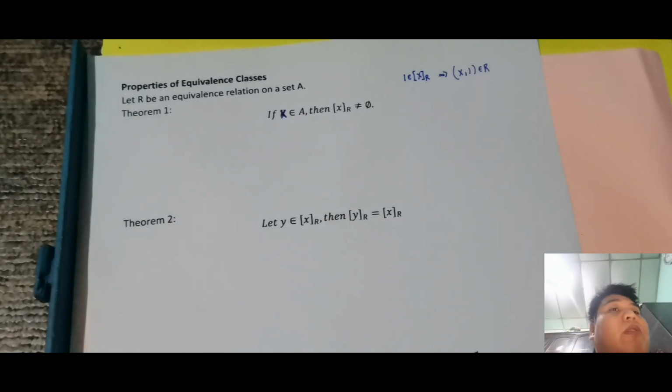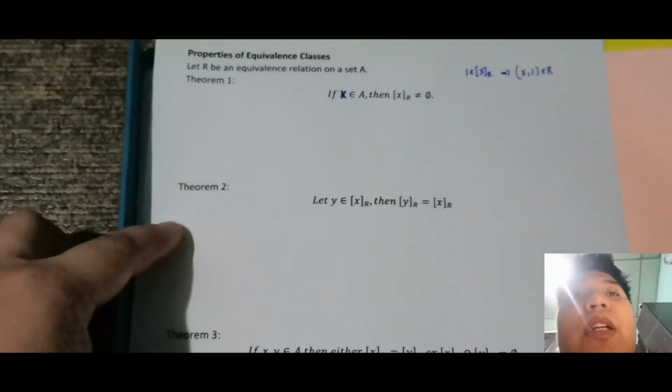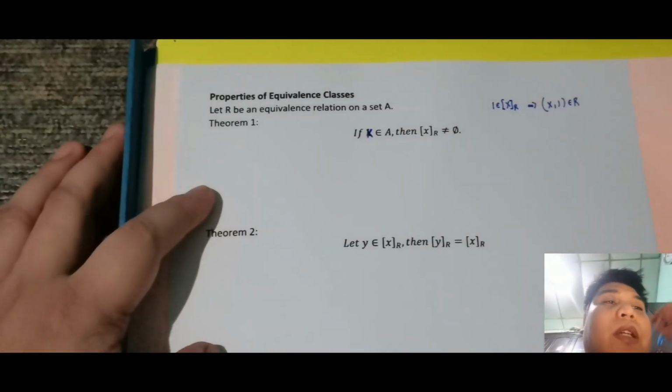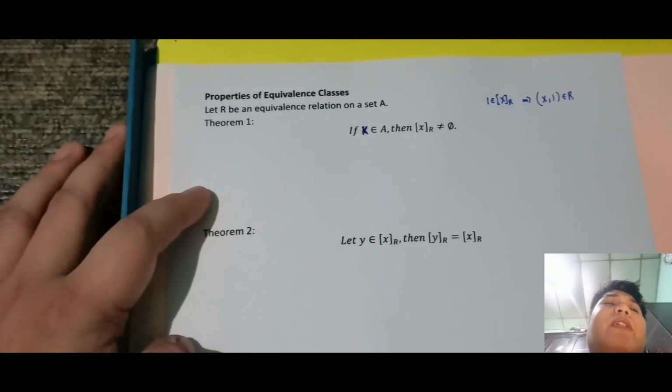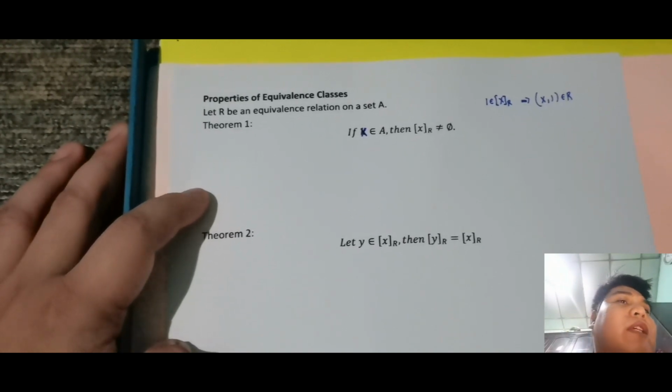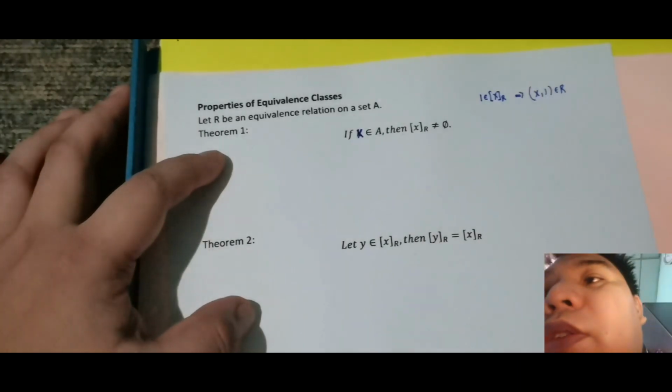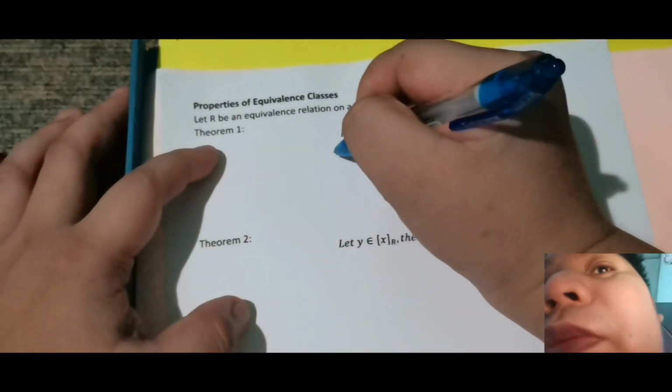Okay, so let's have number 1. So sabi, R is an equivalence relation on set A. Okay, ito yung proof. So sabi, if x is an element of A, then the class represented by x is non-empty. So goal natin hindi dapat non-empty. Okay? So, aware kayo, ito yung proof.